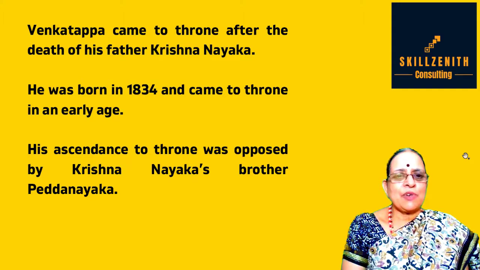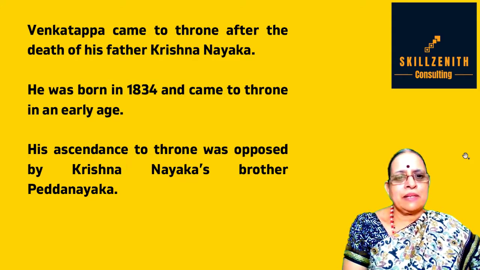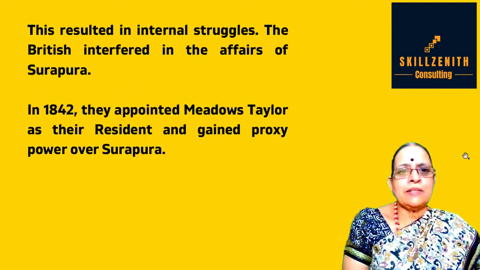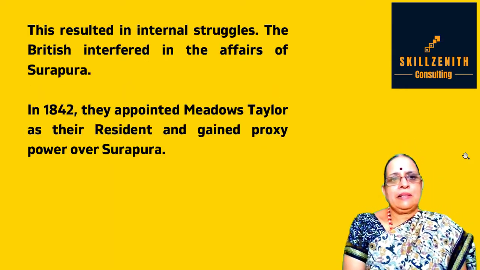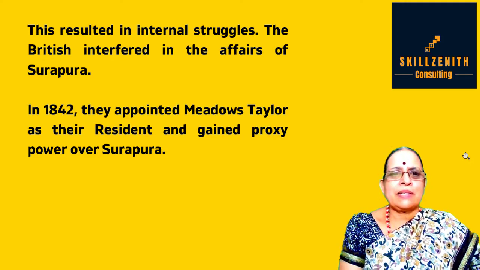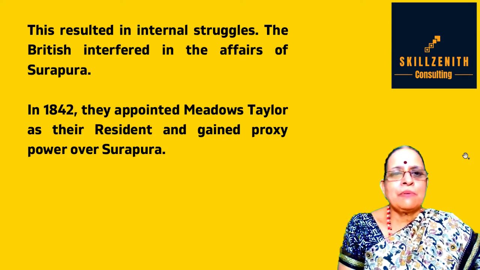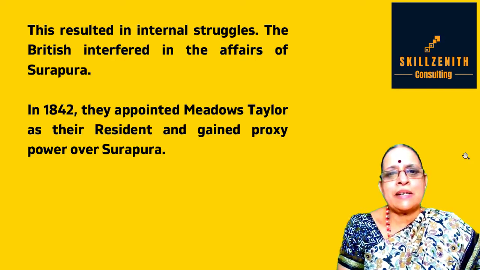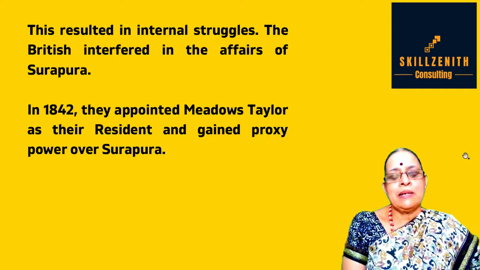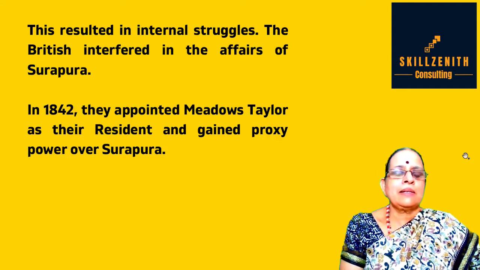He said that it was not right for a minor son or a young king to sit on the throne. This resulted in internal struggles. This is common in every history because the administration was always disturbed by internal struggles. Internal struggle means infighting. In the olden days, infighting over the throne was very common.